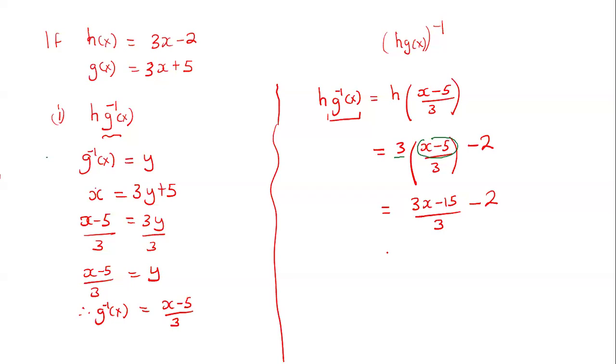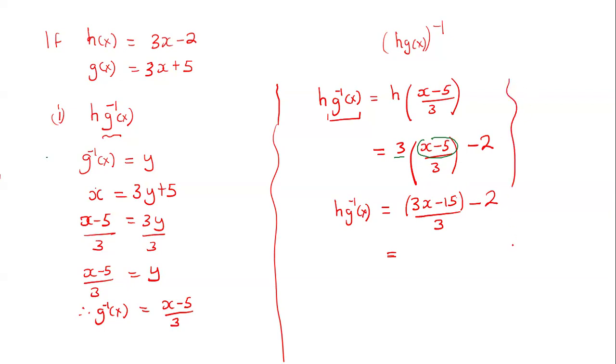Now we're going to multiply 3 both sides. But here, we cannot say we are going to multiply, because this side we already have hg inverse of x. Think again. We are going to have 3x minus 17. Now, remember this is one bracket, so you cannot combine the negative 15 and the 2.